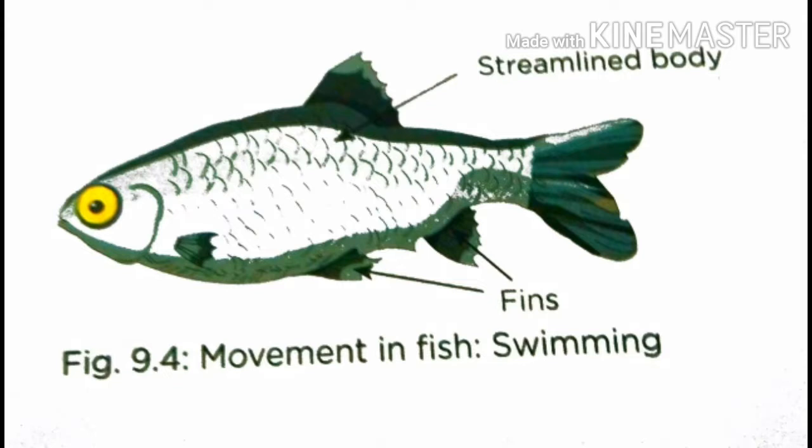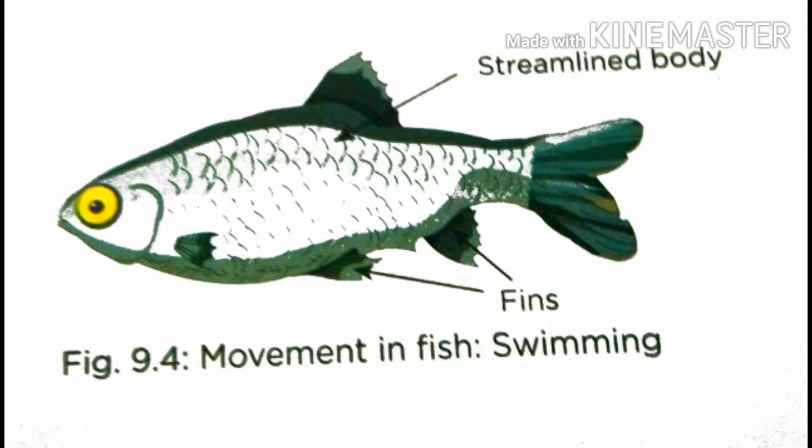Students, have you ever noticed this? Streamlined shape in aeroplanes, boats, ships and also in birds. It helps to reduce friction. In that way they can easily move in air and in water.